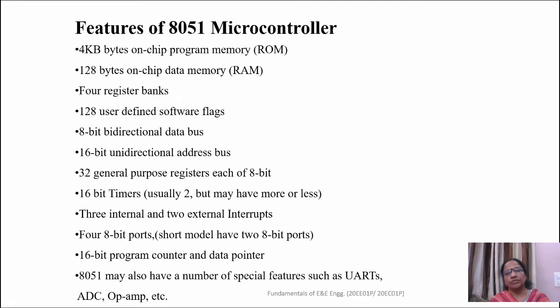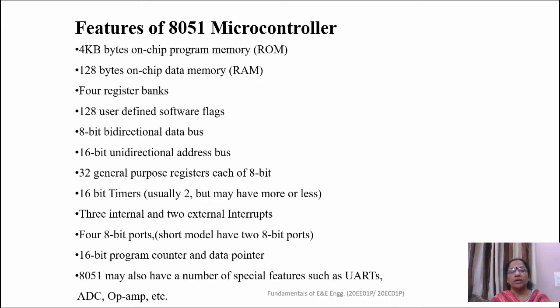Students, let's see the features of 8051 microcontroller. The 8051 microcontroller has many features. It contains 4 kilobytes of on-chip program memory, that is ROM. ROM is read-only memory. Then it contains 128 bytes of on-chip data memory, that is random access memory.